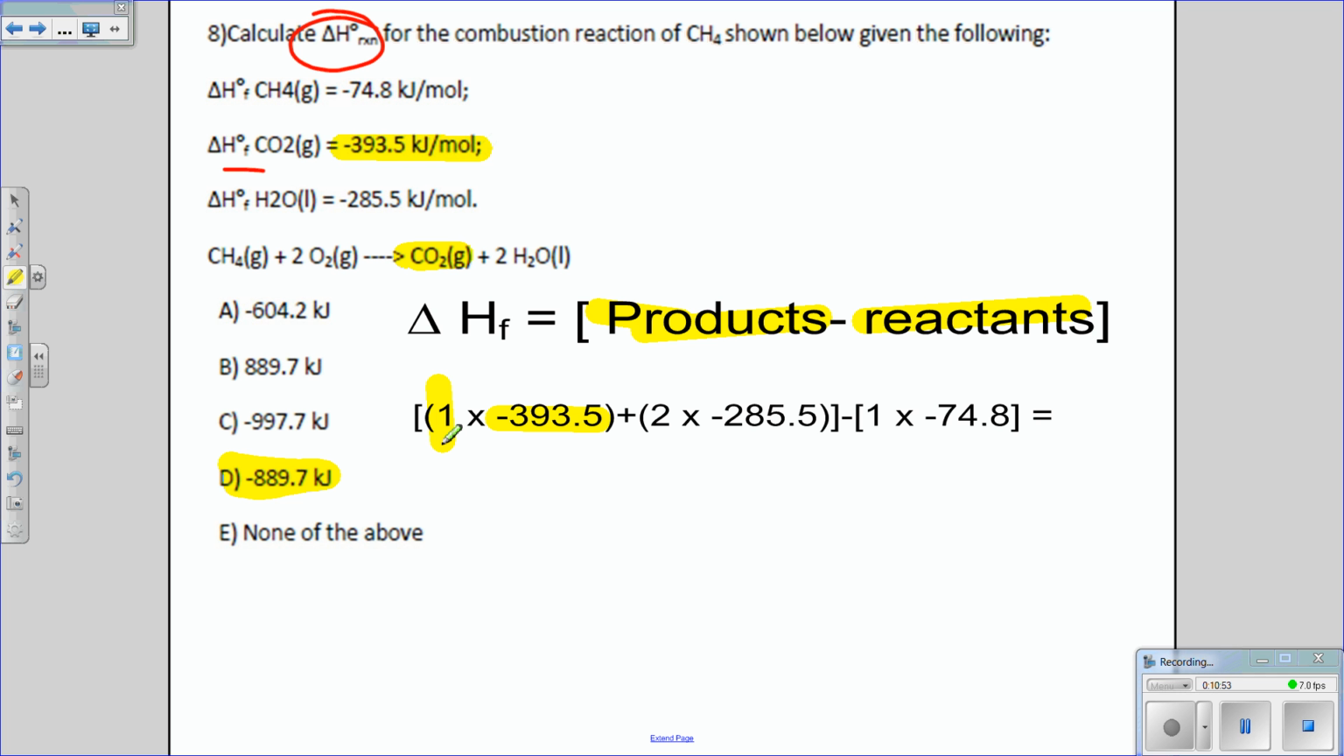Water, the value for water is negative 285 right there. Coefficient for water in the equation is 2. I multiply that by 2. I go to look for oxygen, but remember, elemental things are 0. That's why it's not included in the table. Don't fall for that on the test tomorrow. Then I take CH4. The value for CH4 is negative 74.8. Put that right there. Coefficient's 1. You go through and you do your calculations, and you get a delta H value of negative 889.7 kilojoules.